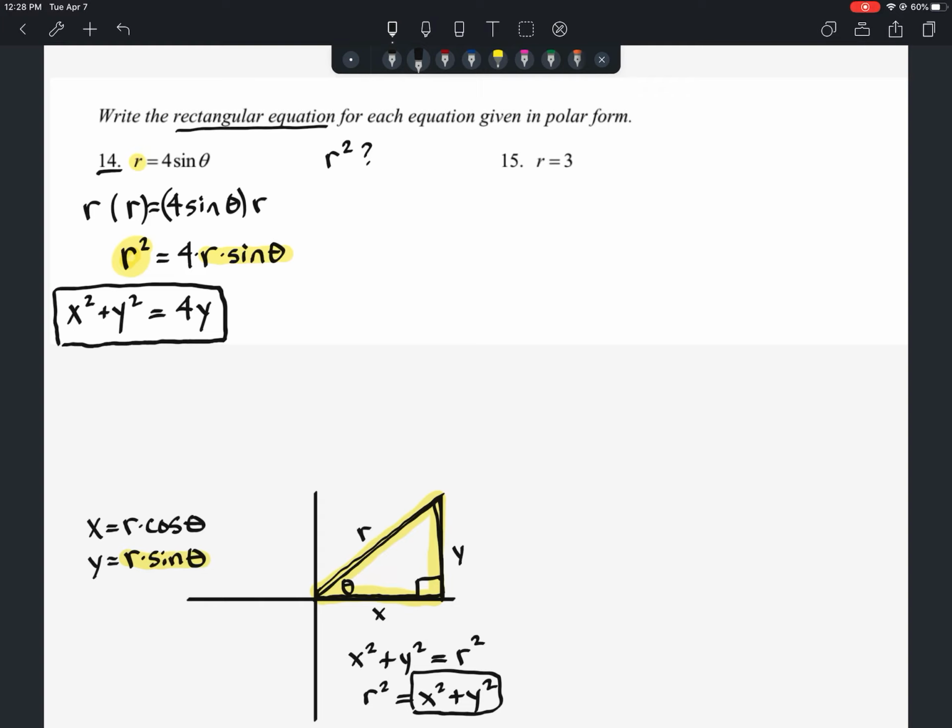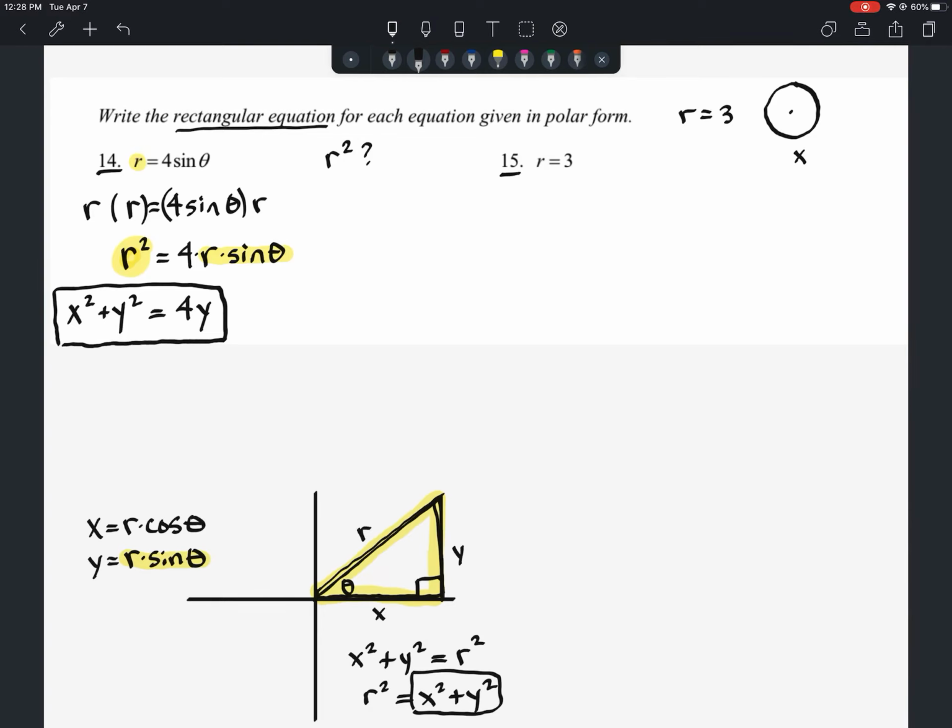That one can be a little tricky because you're not used to seeing them looking like that, but we'll just go with that one for now. And now let's look at number 15. For 15, we have the equation r equals 3. And remember, r equals 3 is just a circle with a radius of 3. We are going to turn that into the rectangular equation.